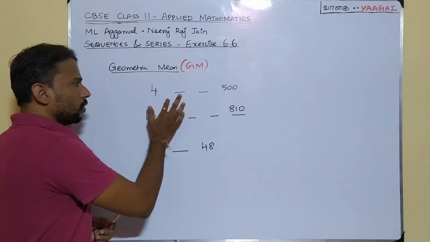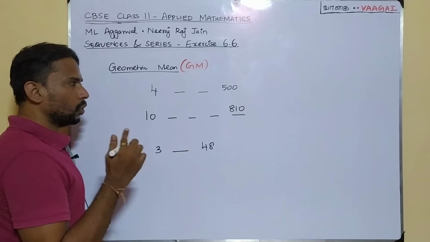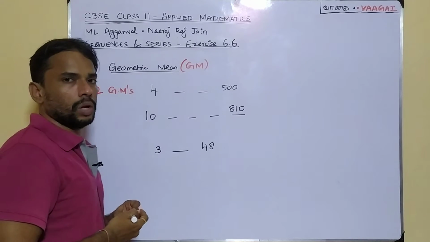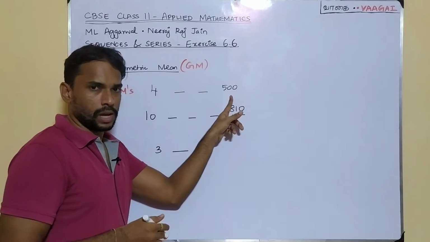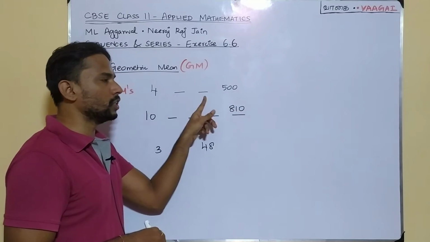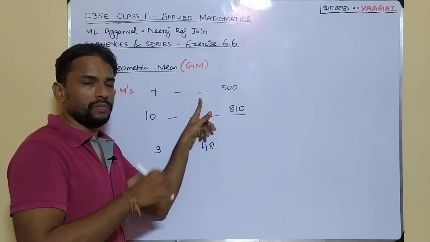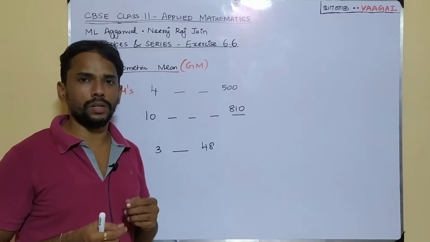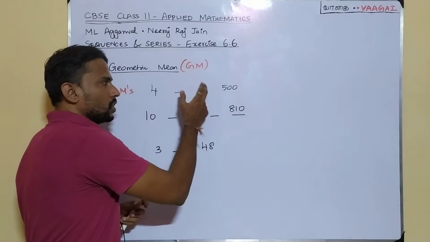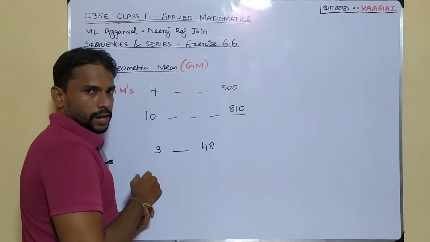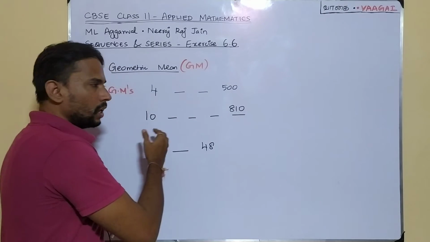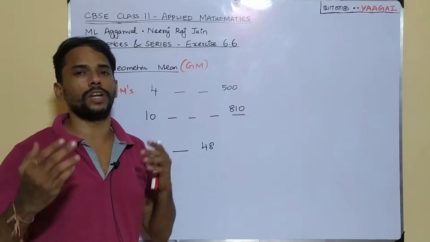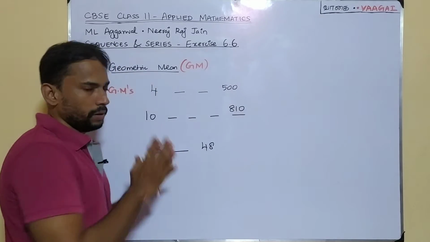Now what do we have to do here? We have to insert two GMs between 4 and 500, and that is the reason I made two empty slots here. These two slots are going to be filled by those two geometric means. And how should those numbers be? Once after filling these, the sequence of these four numbers should form a geometric progression. That is the meaning of geometric mean.